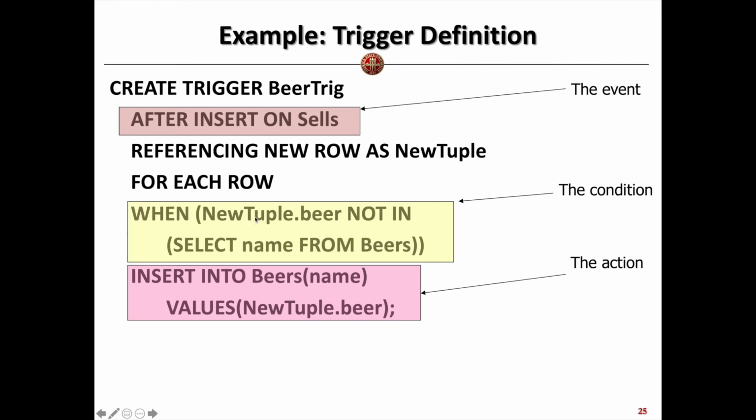Condition describes a Boolean expression to check if the condition is true or not. Before, in this trigger, we have when new tuple dot beer, this new row, right? We insert into a sales table. Its beer name is not in the beers table. It will return a Boolean value, right? When is the timing keyword. The actual expression can be changed to other expressions as well, describing a specific condition for the trigger.